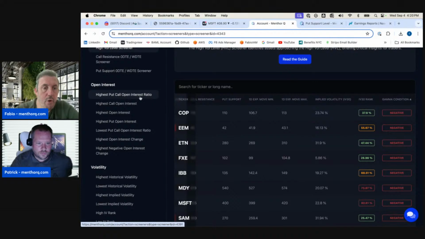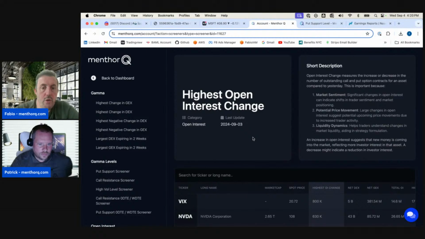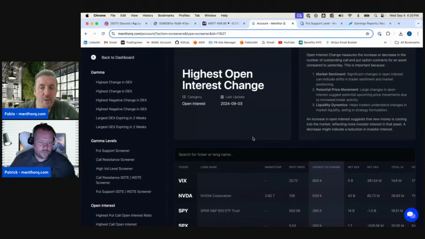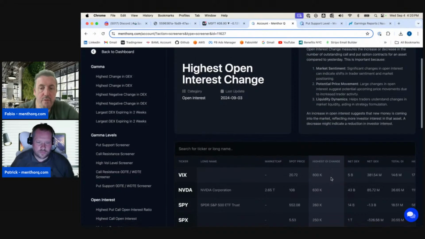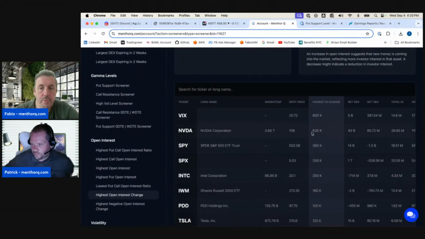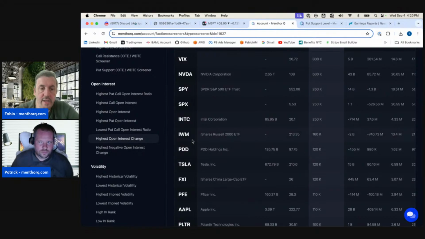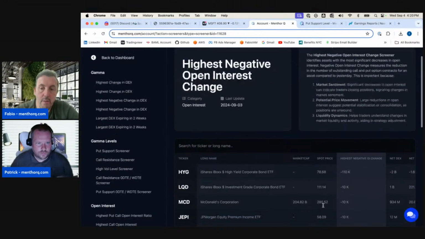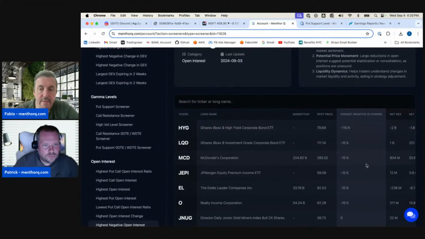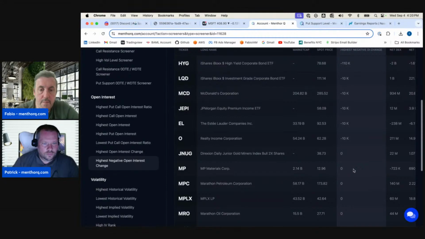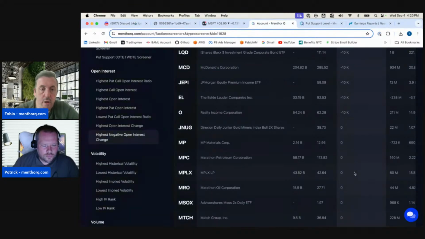Other things, open interest, right? This is another important part. We want to look at how the market is repositioning. Are they opening new contracts? Are they buying? Are they repositioning on the stock? For example, we saw a big increase in open interest on Nvidia, SPY, IWM, Tesla. So here you can monitor the positive change in open interest, but also the negative change, right? In this case, we saw a big negative change in McDonald's, MPC, and so on. Very important.